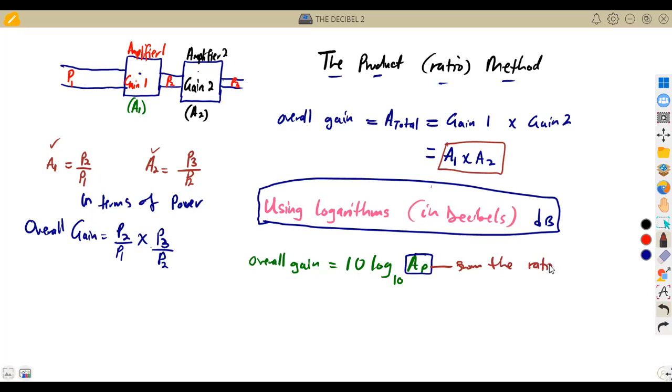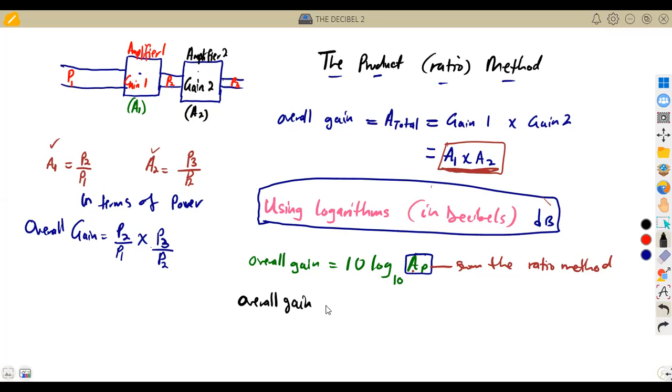This one is the one that we took from the ratio method, meaning to say the product of A1 and A2, that's your AP. So that AP now is the one that you use to obtain the overall gain. If you don't want to use the product of this, and you want to find the gain for each stage, what are you going to do? You are going to represent your overall gain in terms of logarithms as this.